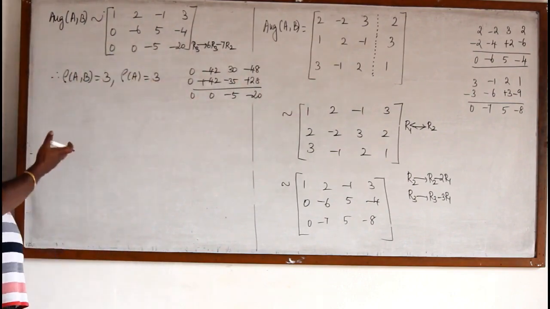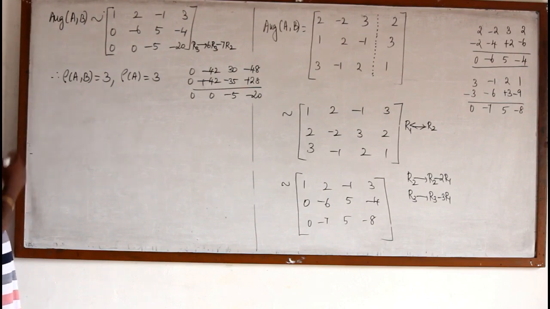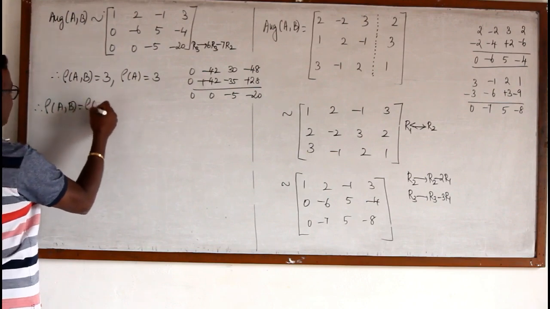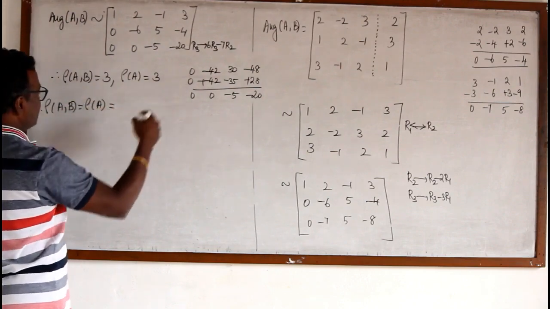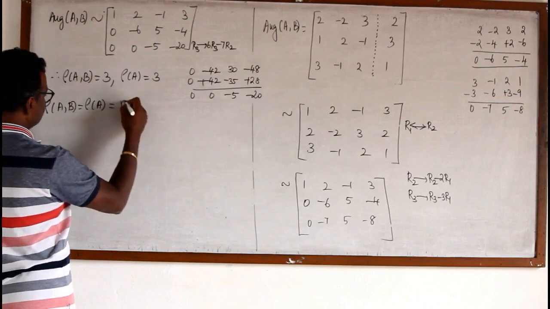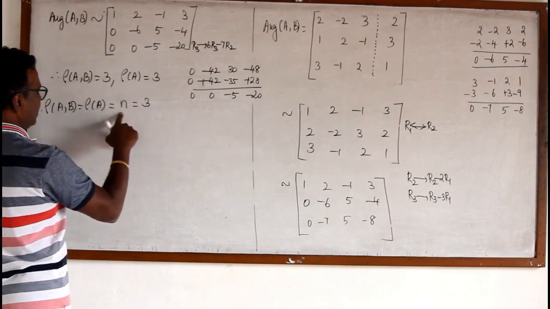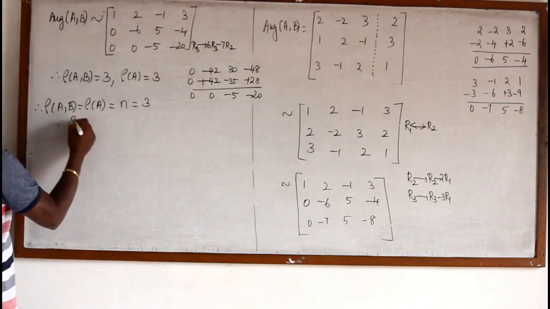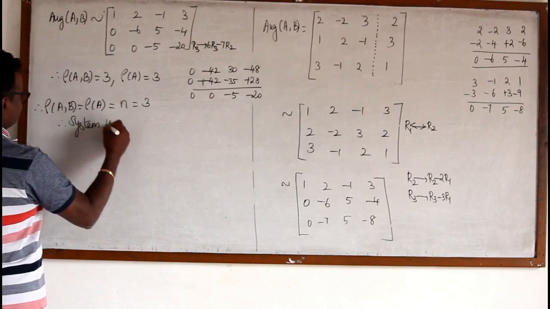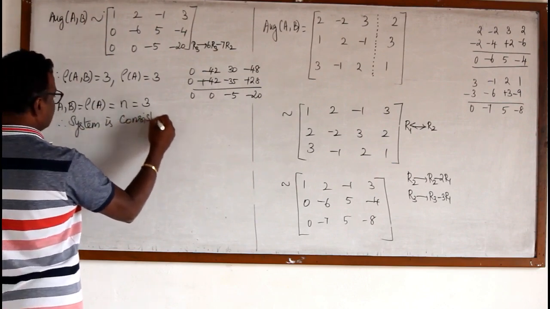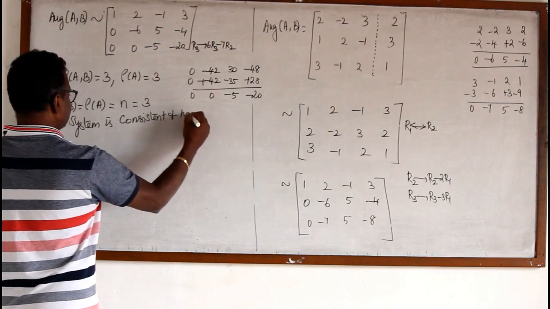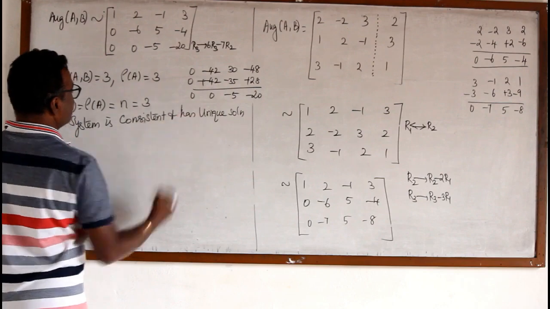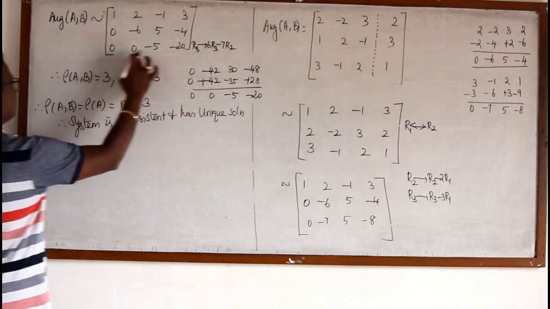Now we can see the rank of augmented AB matrix is equal to the rank of A, and also equal to the number of unknowns. The unknowns are x, y, z, so n equal to 3, where n is the number of unknowns. Therefore, I can say the system is consistent and has a unique solution.